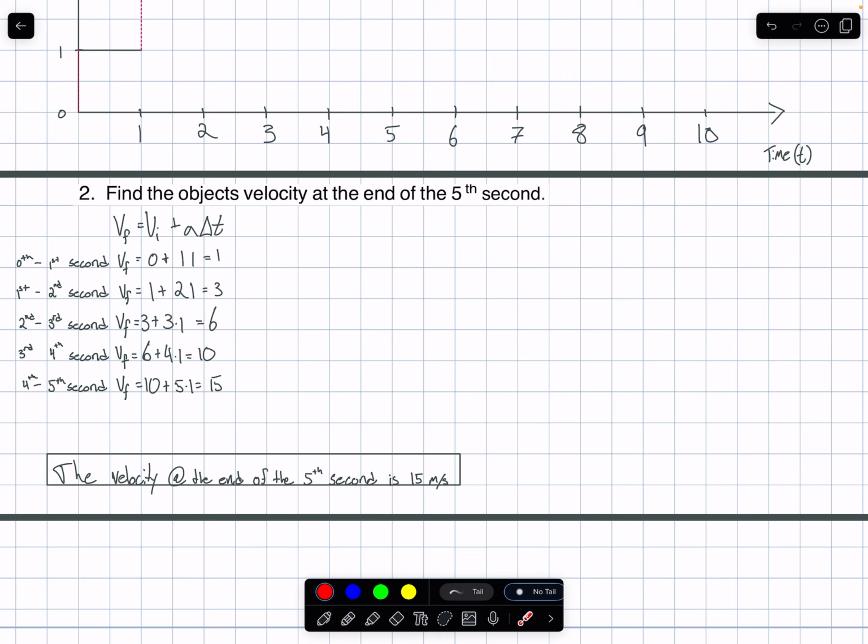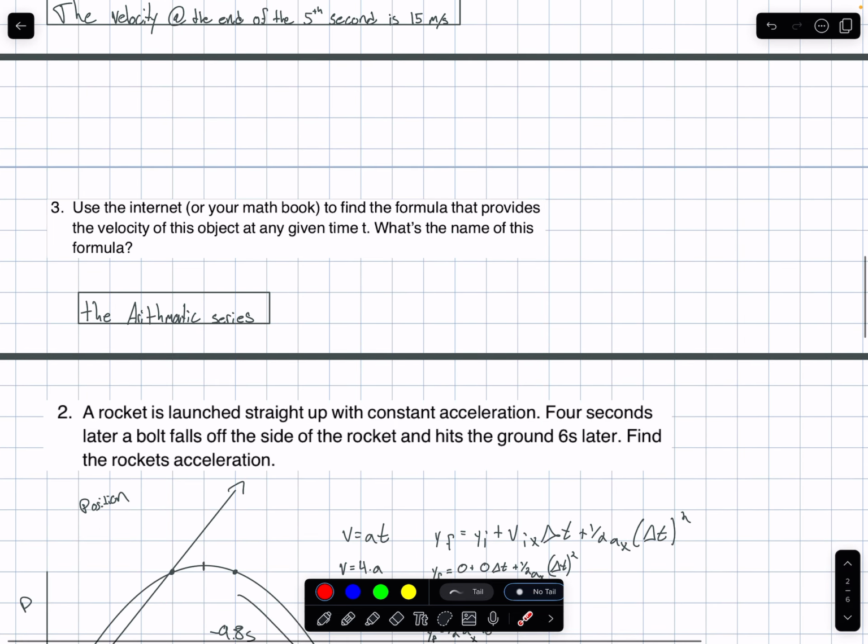I came to that conclusion because the initial velocity was 0, the acceleration was 1, and then the change of time was 1 second, so 1. And then I plugged that into the next one, 1 second plus an acceleration of 2 meters per second times a change in time of 1 second is equal to 3, and then so on, and I got to 15.